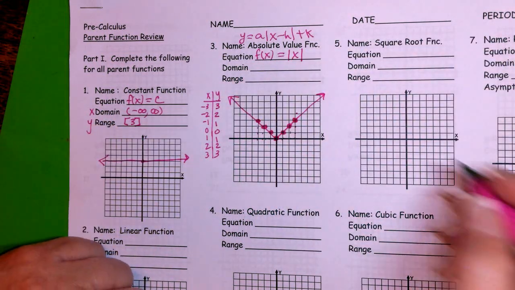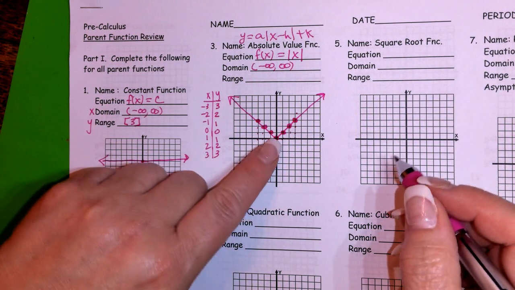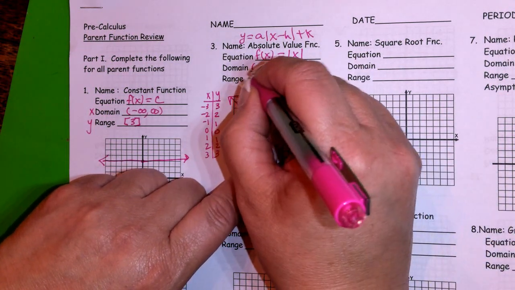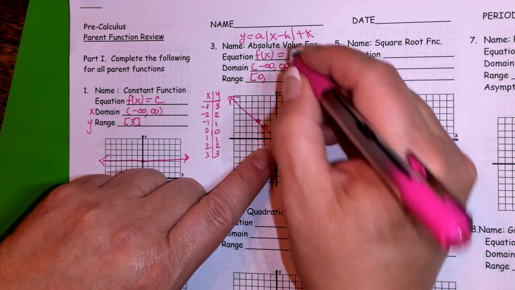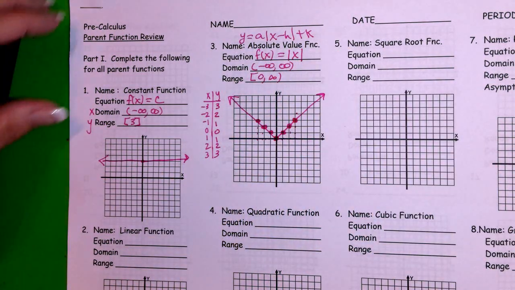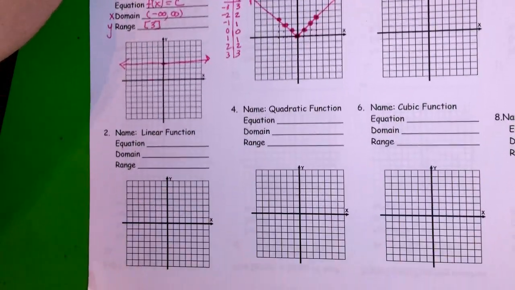The domain here is negative infinity to positive infinity. Your range, your lowest value here for your y is 0, so bracket 0, and it heads off to positive infinity. And I should have been going in order. That was number 3. Sorry about that.